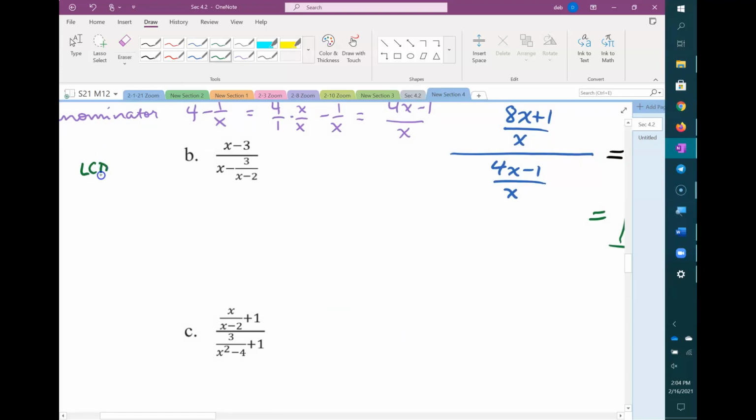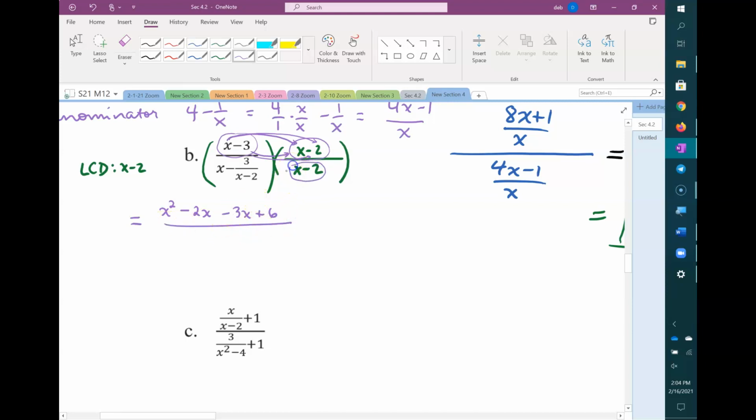And the only denominator I see is x minus 2. So I'm going to multiply by x minus 2 over x minus 2. Well, now I have a binomial, a 2-term, times another binomial, a 2-term. So I'm going to need to FOIL here. So I'm going to have x squared minus 2x minus 3x plus 6 over, now I'm multiplying the x minus 2 times the x.